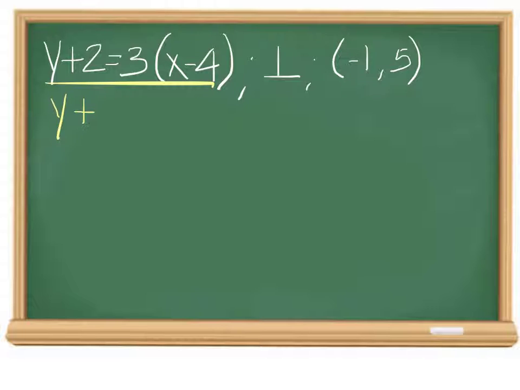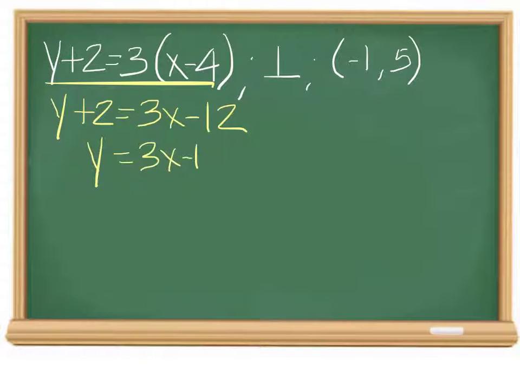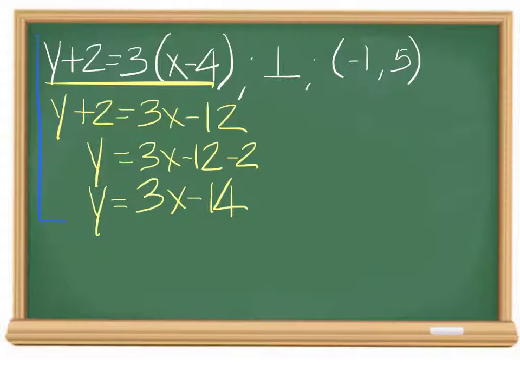So expand out on the right side to get 3x minus 12, multiplying through by the 3. Now you must work to get the y by itself, so you move the plus 2 to the right and make it minus 2. And then minus 12 minus 2 is minus 14. This is the same thing all the way through. This is just a different version of this.